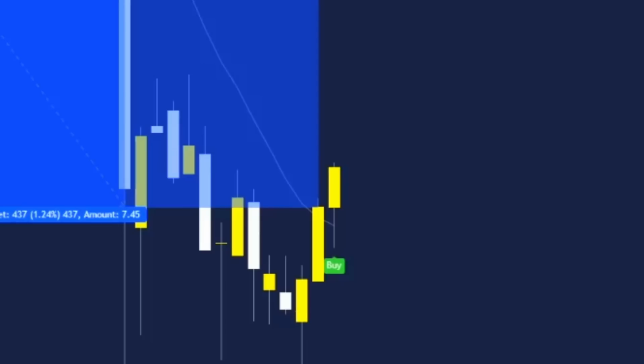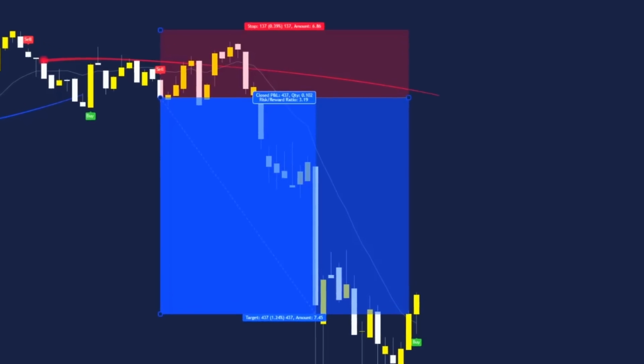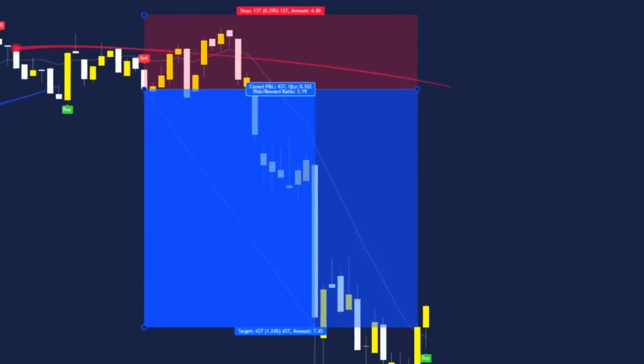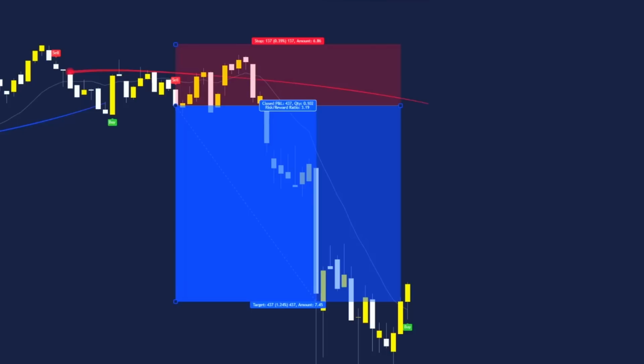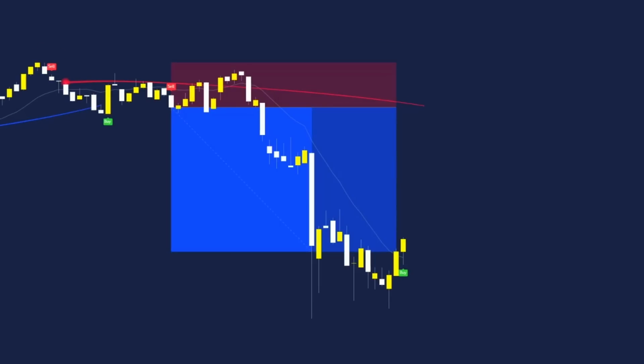On the close of this candle right here, it did actually close above, so we were safe to exit our trade. Now price may sometimes retest the moving average before continuing down, but a 3 risk to reward ratio in this circumstance definitely is more than profitable, and overall I've had the best results doing it this way.